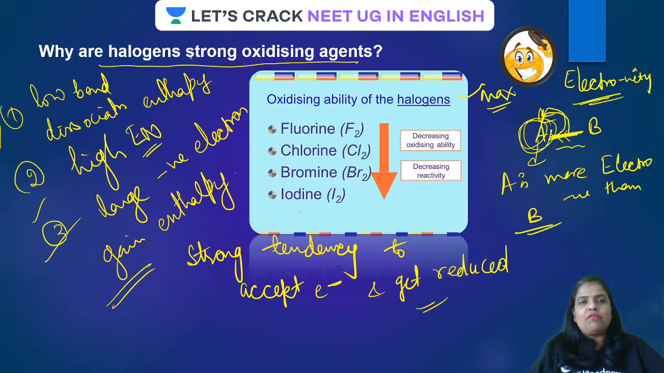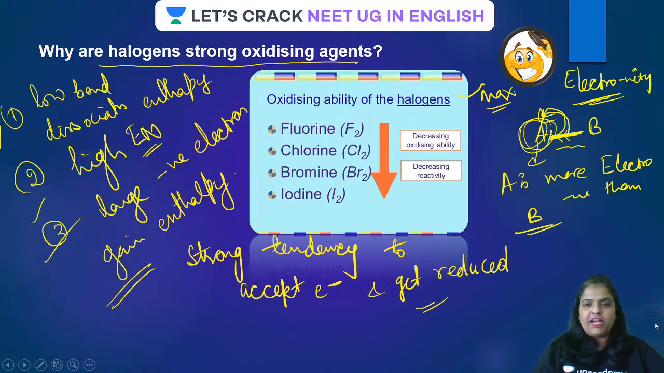Now the question is, why are halogens strong oxidizing agents? Is that clear, guys? They have a strong tendency to accept electrons and get reduced. Therefore, halogens act as strong oxidizing agents. Okay, guys. Is that clear?